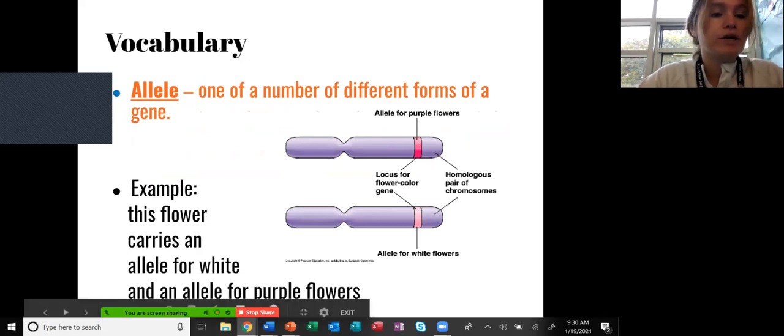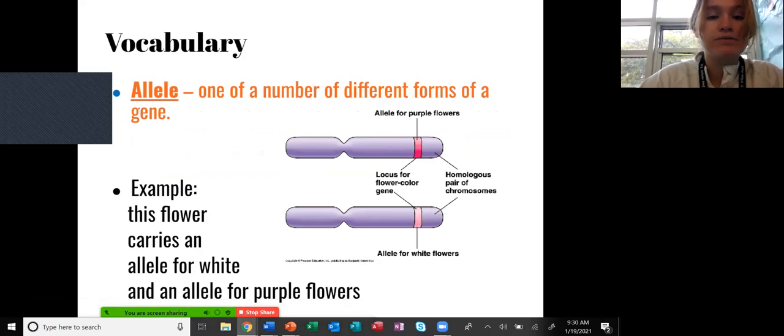Now we need to bring in a new vocab word, allele. Allele is one of a number of different forms of a gene, okay? So you'll get an allele from mom and dad in relation to the same gene. So that same gene is coding for the eye color, but mom's allele codes for, what did I say, blue eyes, and dad's codes for green eyes. Just making up an example as I go.